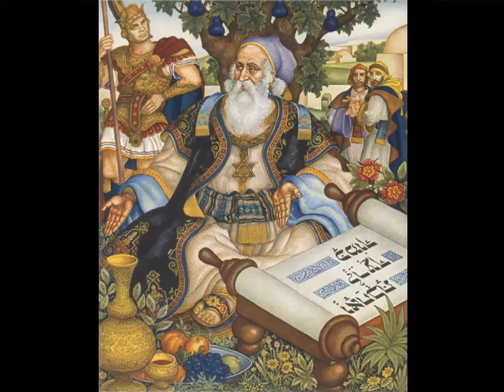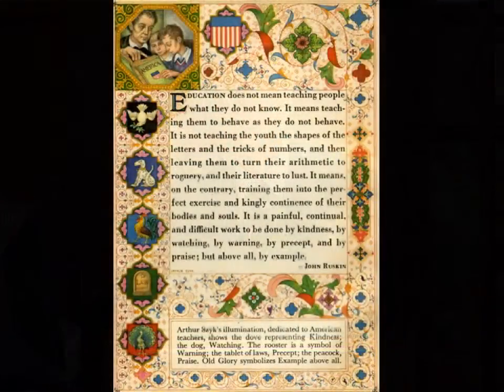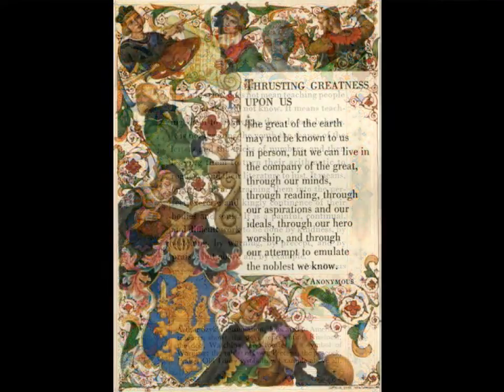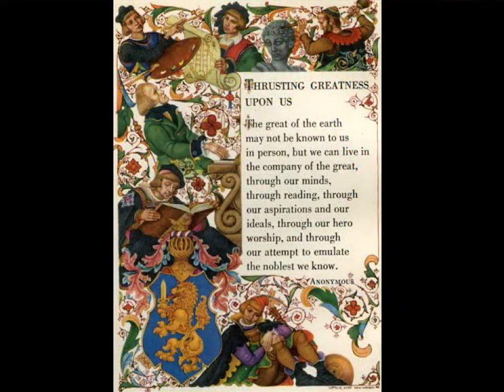The whole idea of standing up and using the Judeo tradition or the Judeo-Christian tradition for those who wish to fight against oppression. Or the statements that are given by other writers throughout time, the Victorian writer Ruskin, who talks about the meaning of education and does not mean teaching people what they do not know, it means teaching them to behave as they do not behave. The whole idea of thrusting greatness upon us, but we can live in the company of the great through our minds and through our reading and through our aspirations.